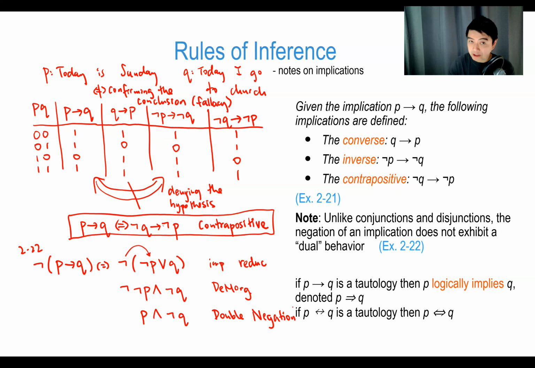It says in the notes here that, unlike conjunctions and disjunctions, the negation of an implication does not exhibit a dual behavior. Don't read too much into this statement. All I'm saying is that when you distribute the negation inside of an implication, it doesn't act like flipping the ands and ors, so it's not as easy as flipping them. In fact, I'm showing you in this example that when we negate an implication, it's actually equivalent to an and statement.